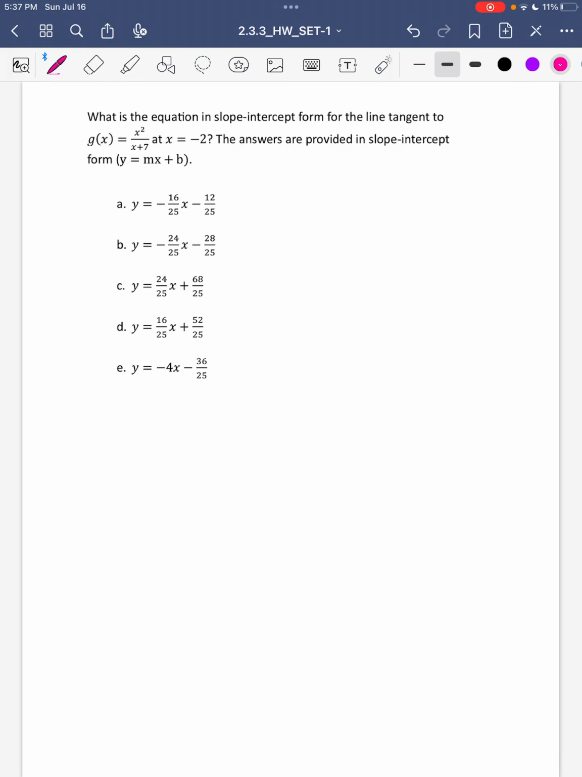So here we want to find the equation in slope-intercept form of the line that's tangent to g of x equals x squared over x plus 7 at x equals -2. And we want to have the answer in slope-intercept form. So how do we find the equation of the line tangent to a function? Well, we need a point and we need a slope.